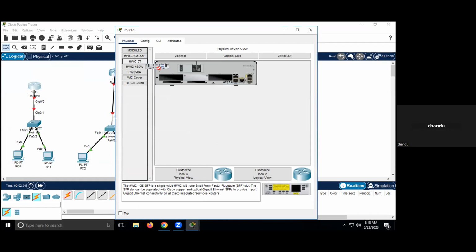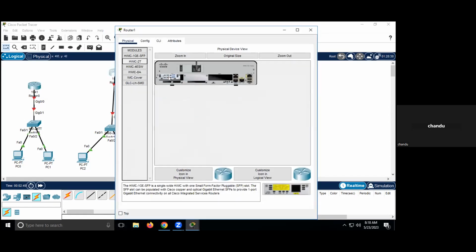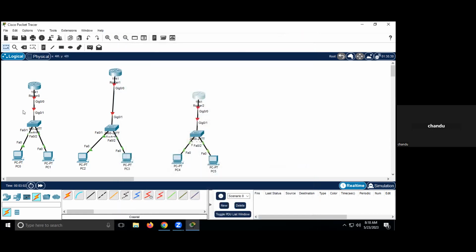There is a switch. And drag the WAN interface card. Then on the device, turn off the router. Drag and drop the interfaces. Then power on again. So we need to connect router to router. Take the serial connection. Click router serial 0/0/0, serial 0/0/0. Again here serial 0/1/0, serial 0/1/0.